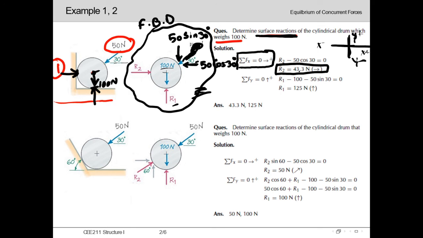Now for summation of Fy equal to 0, we need to consider all the y directional forces. Here we can see the first y directional force R1, which is acting upward, so plus R1. The 100 Newton force is acting downward, so minus 100. 50 sin 30 is acting downward, so it will be minus 50 sin 30. So from here we will also get the value of R1. In this way we will get the values of R2 and R1, which are exactly the reaction forces that we were asked to determine in our question.